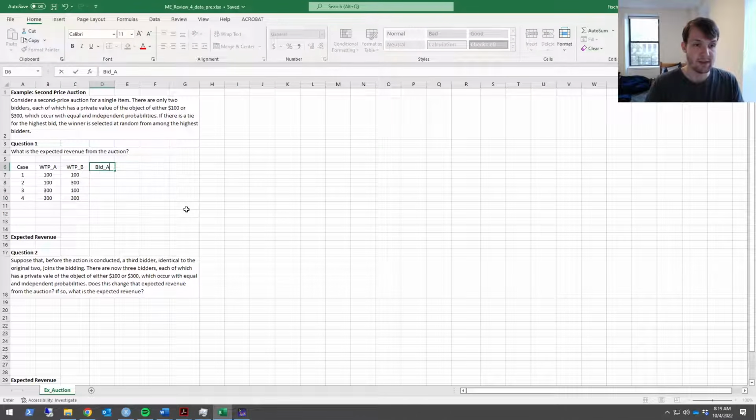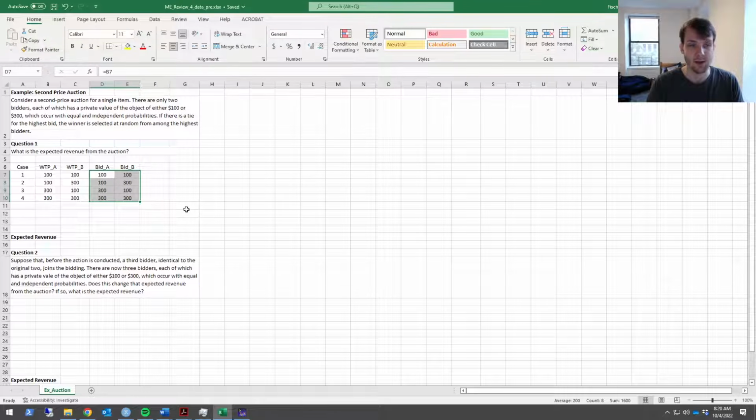Now, what is the bid? And this is where the beauty of the second price auction comes in. Well, everyone's just going to bid their willingness to pay, so we can just basically copy everything over.